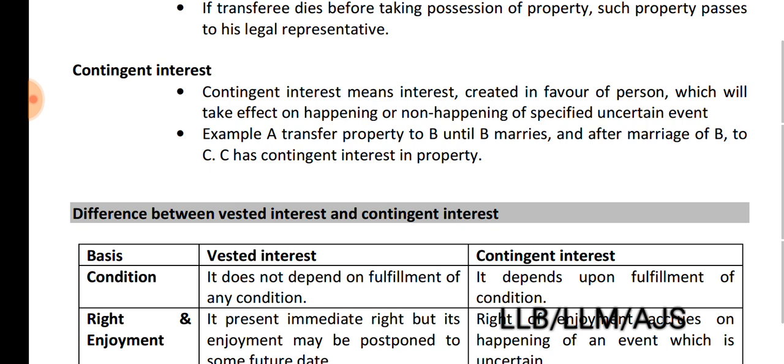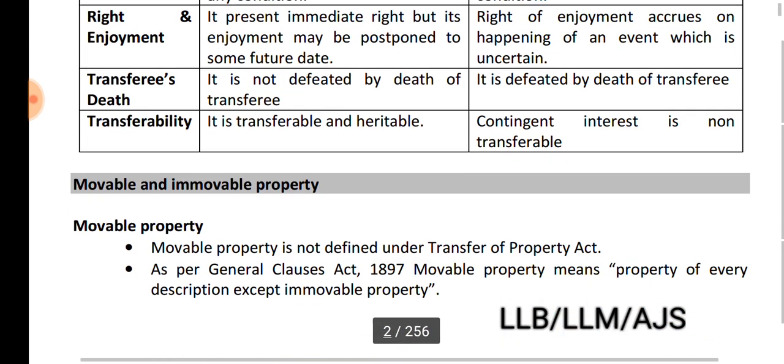Example: A transfers property to B until B marries, and after the marriage of B to C, C has contingent interest in the property. Here, how many persons are there? A, B and C. A transfers property to B until B marries, and after the marriage of B to C, C has contingent interest in the property.